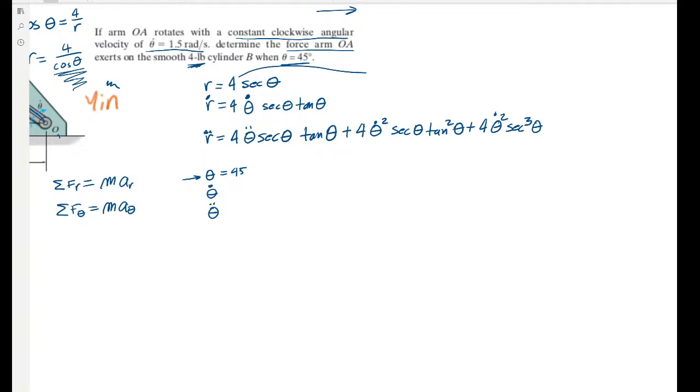He told me it has a constant angular velocity of 1.5, and if it's constant, that term is 0. So what terms end up being 0 in here? This term is 0.